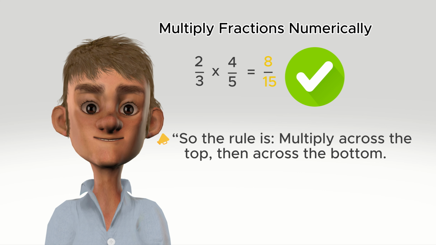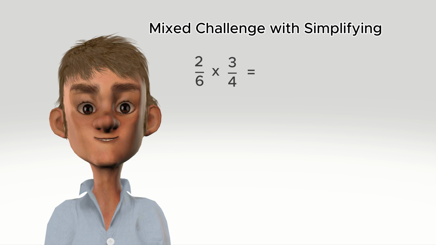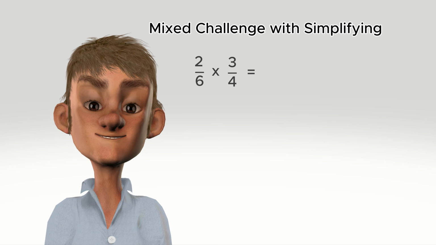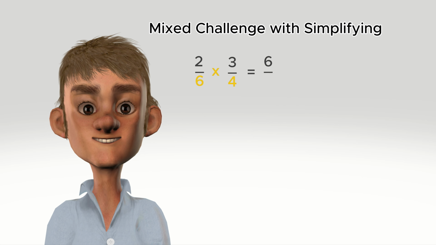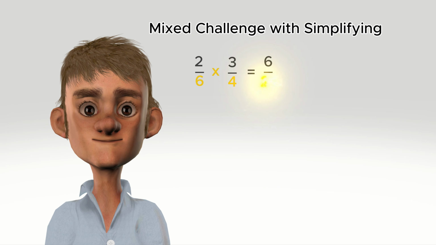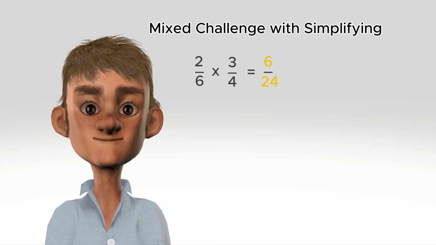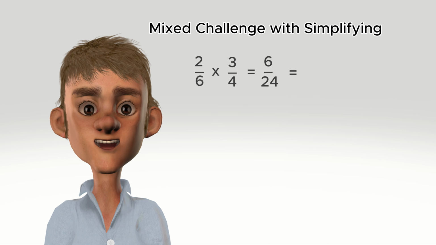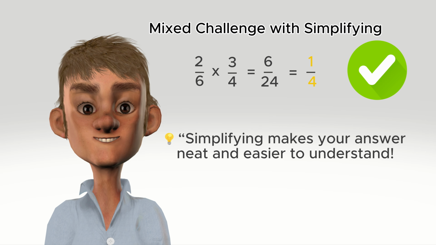Mixed challenge with simplifying. Example, what is 2/6 times 3/4? Step 1, multiply. Numerator, 2 times 3 equals 6. Denominator, 6 times 4 equals 24. Result, 6/24. Step 2, simplify. Divide both by 6. Final answer, 1/4. Simplifying makes your answer neat and easier to understand.